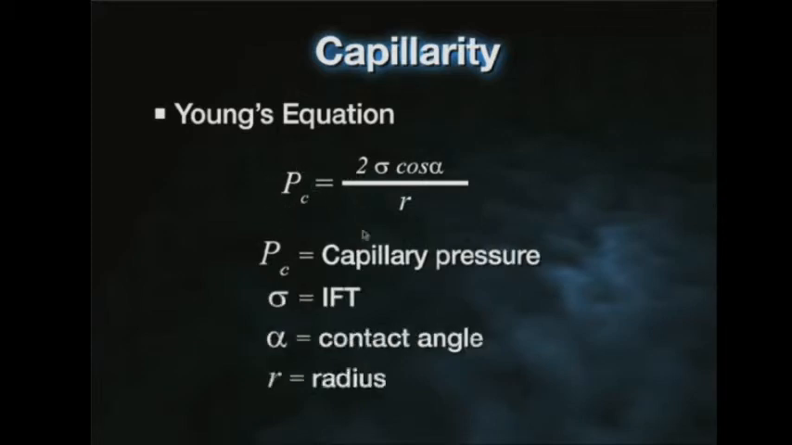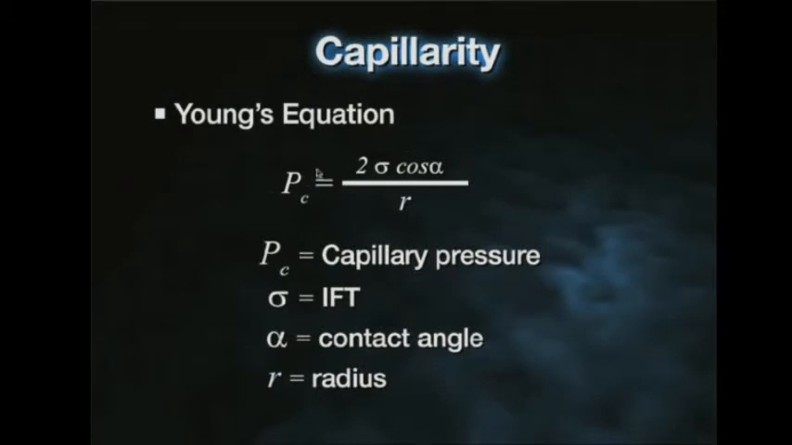Capillary pressure, interfacial tension here, IFT, interfacial tension, contact angle, and the radius of the meniscus, okay? Or the tube that is in here, or the size of the pore, the radius of the pore that we're talking about. Well, we can clearly understand that capillary pressure is directly proportional to interfacial tension and contact angle.